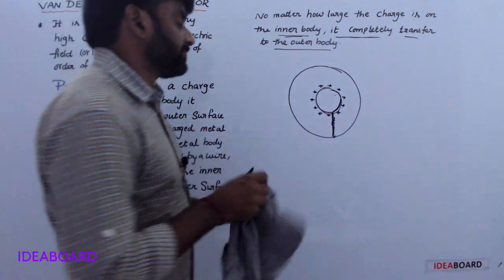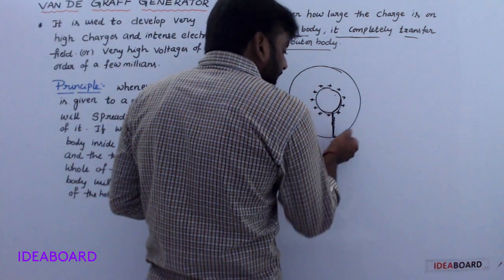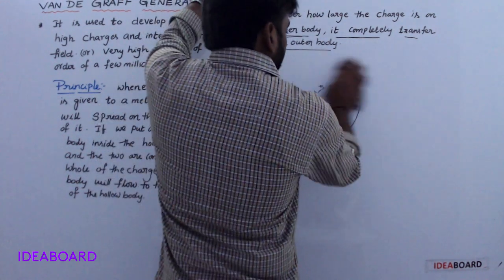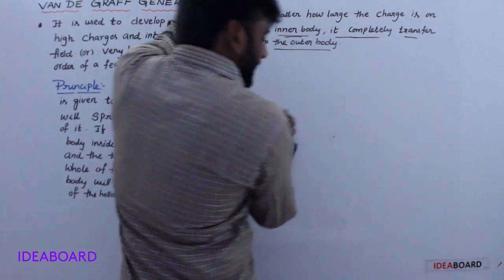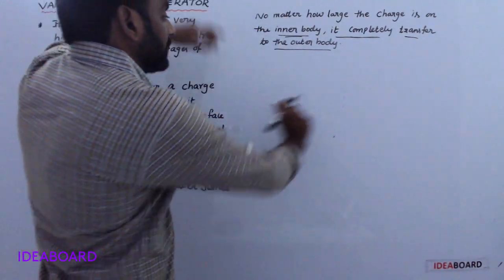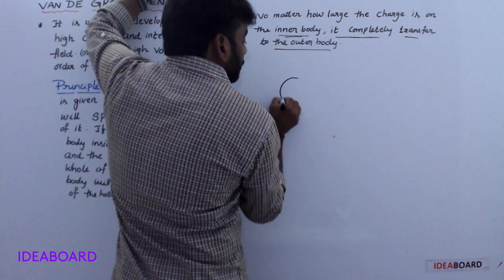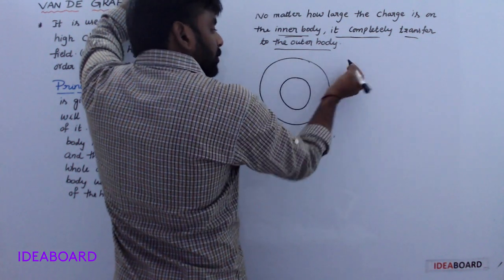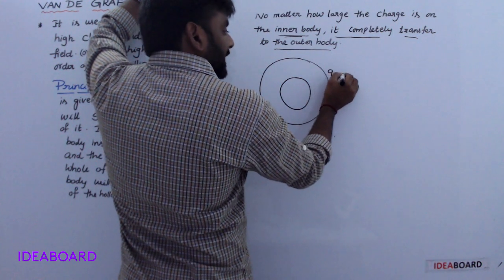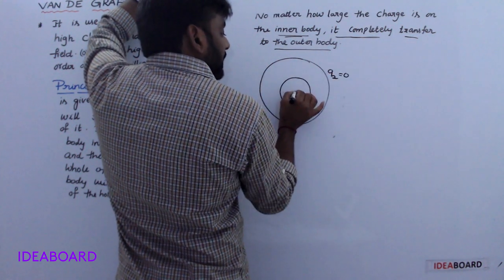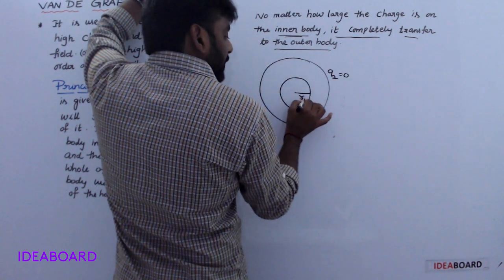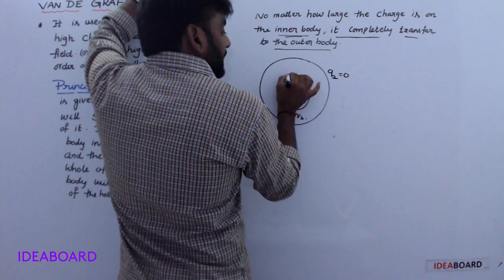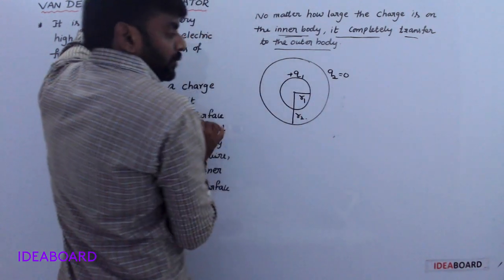Okay, now it is independent of outer charge. See how it is independent of outer charge. First of all, the outer one has no charge, Q2 equal to 0. The inner sphere has radius r1, the outer sphere has radius r2. Here the charge on the inner one is q1.